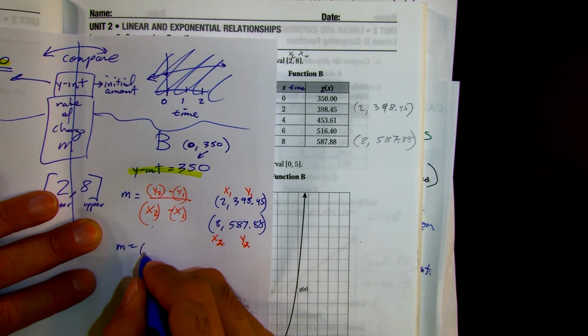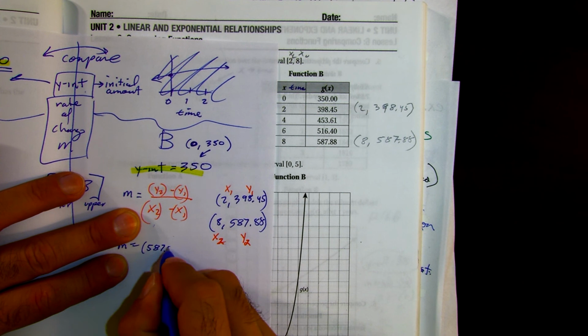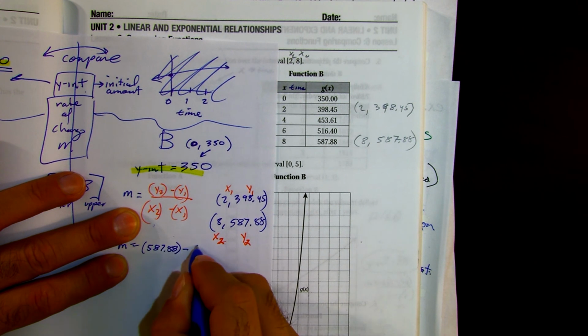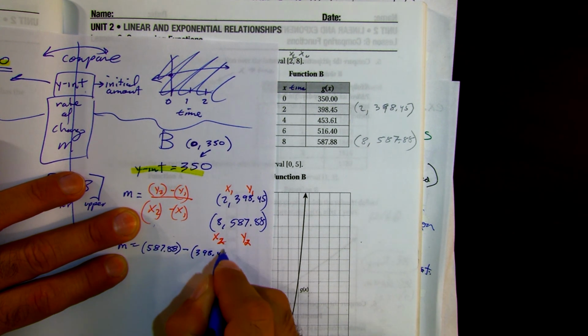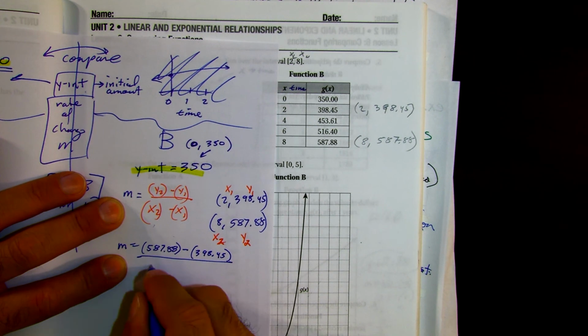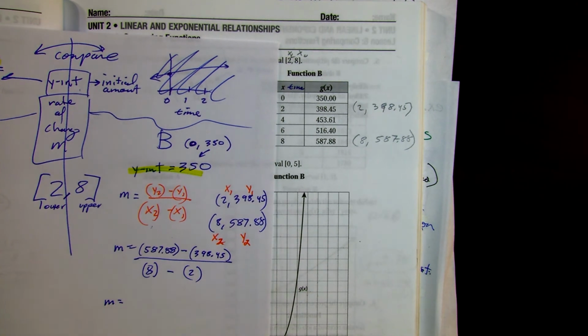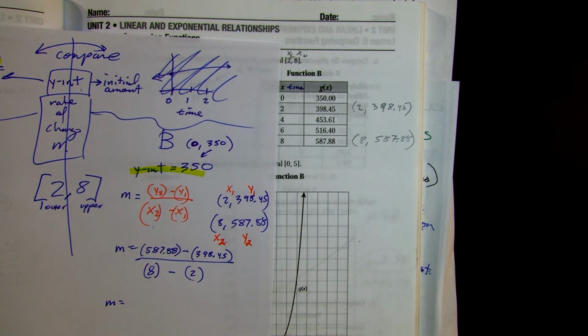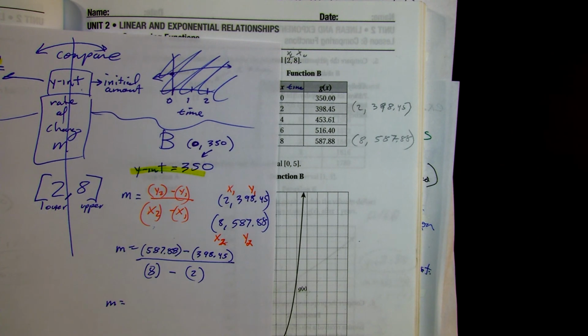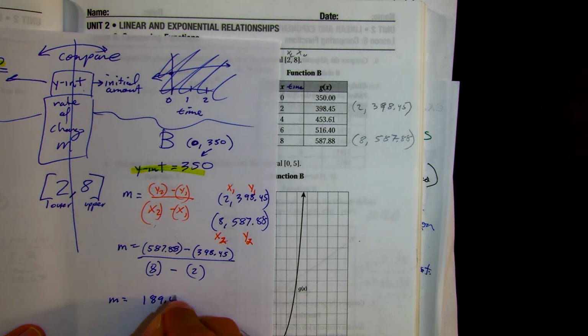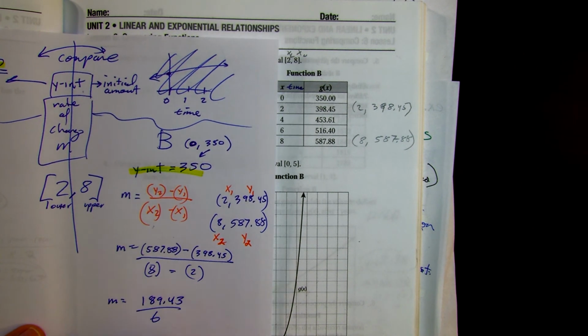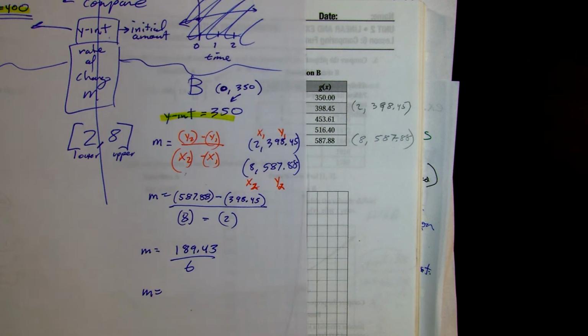M is equal to 587.88 minus 398.45 over 8 minus 2. That's calculator work, guys. Let's do the calculator work. 587.88 minus 398.45, and that's 189.43. 8 minus 2 is 6. So we're going to get our slope right now.